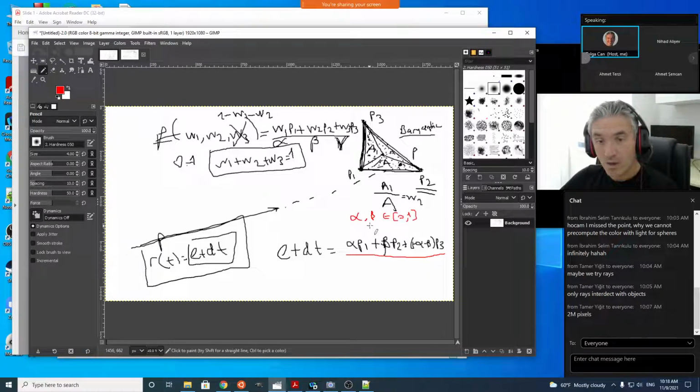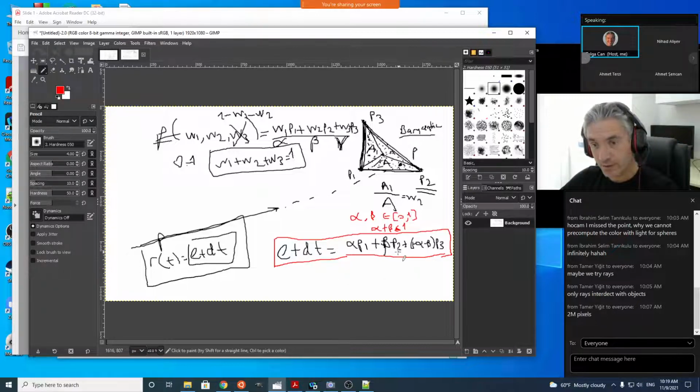And also their summation is less than or equal to 1. We can say that alpha plus beta is less than or equal to 1. That's it, I think, because if their summation is less than 1, it also covers W3 as well. So with these two constraints, this is the triangle equation, this is my ray equation, and this is the equation to find the intersection point of a ray with a triangle.